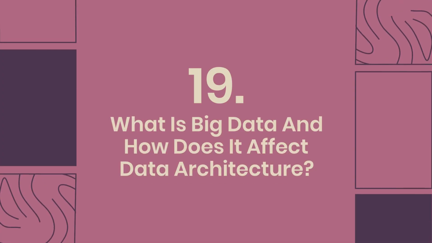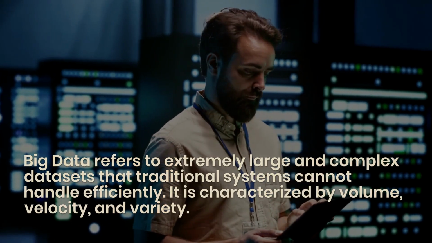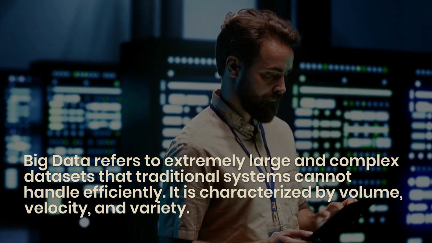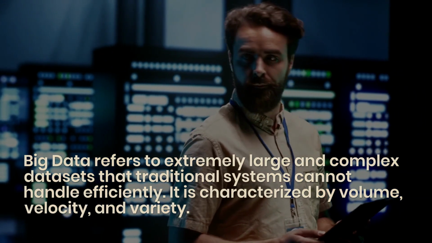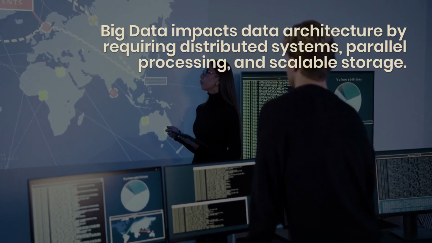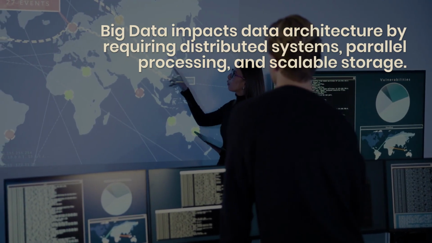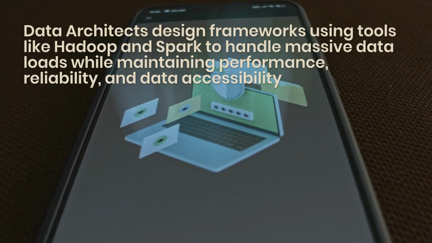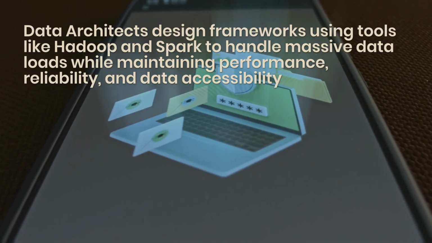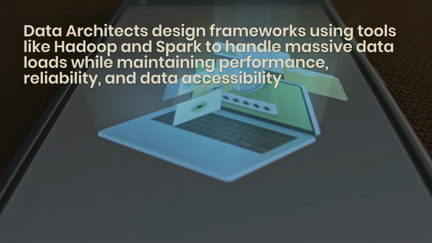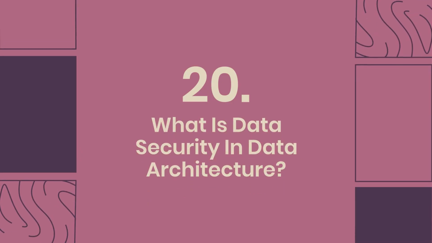19. What is big data and how does it affect data architecture? Big data refers to extremely large and complex datasets that traditional systems cannot handle efficiently. It is characterized by volume, velocity, and variety. Big data impacts data architecture by requiring distributed systems, parallel processing, and scalable storage. Data architects design frameworks using tools like Hadoop and Spark to handle massive data loads while maintaining performance, reliability, and data accessibility.